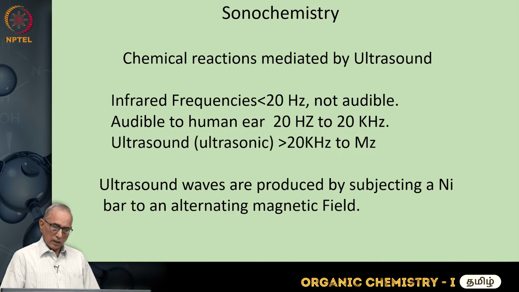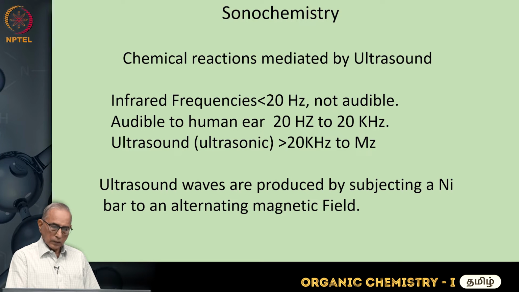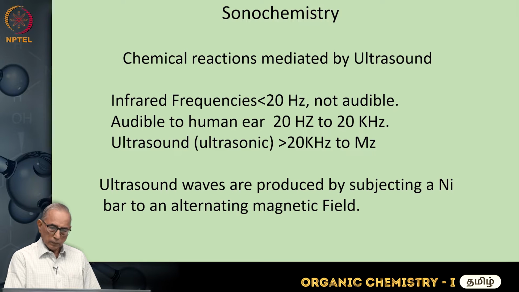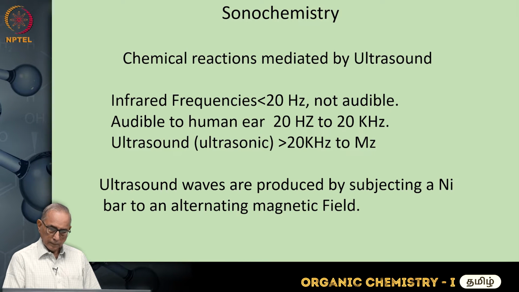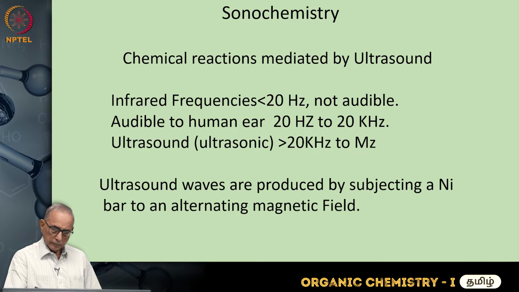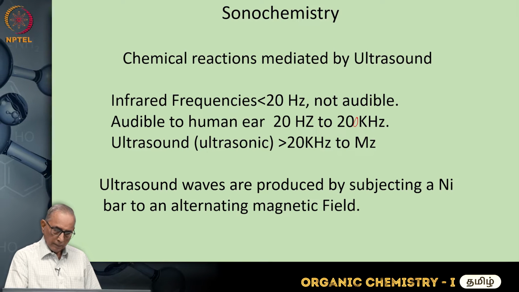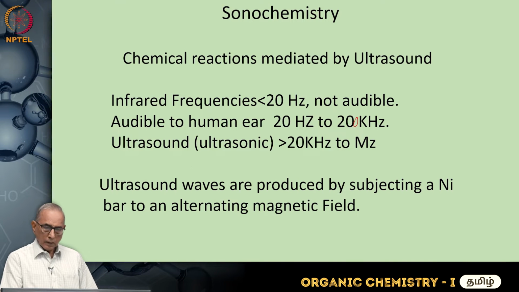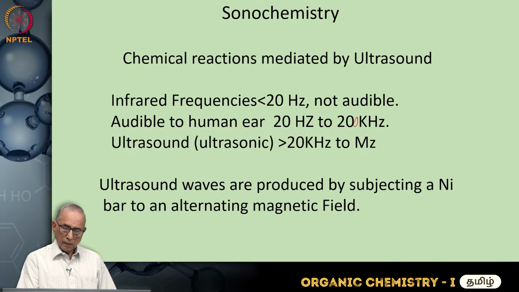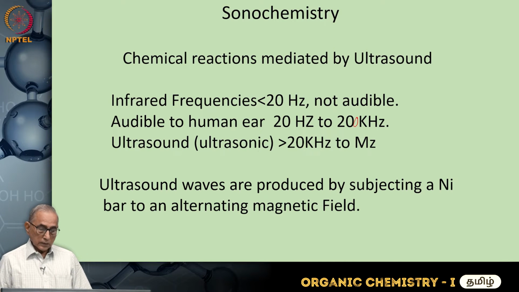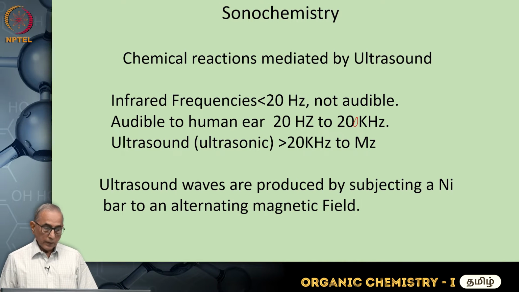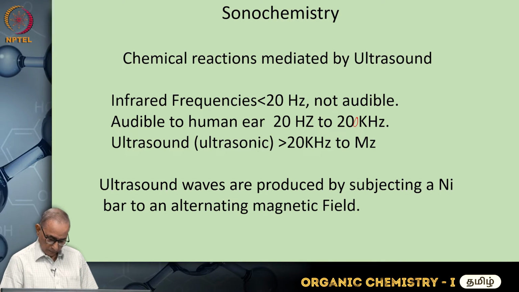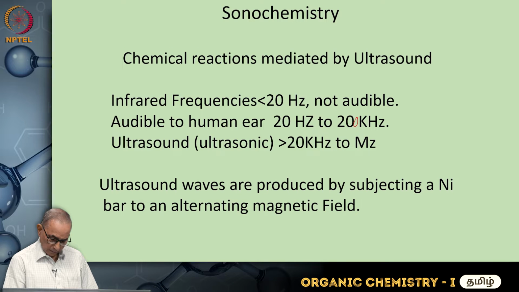Infrared frequency, IR it's called, or infrared frequency is less than 20 hertz, not audible. Audible to human ear 20 hertz to 200 hertz. And ultrasonic about 200 hertz to megahertz, it goes further. Ultrasound waves are produced by subjecting a nickel bar to an alternating magnetic field. That's the oven that produces ultrasound.